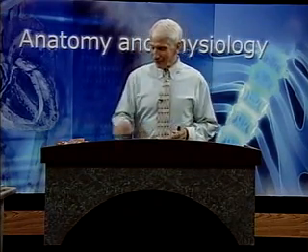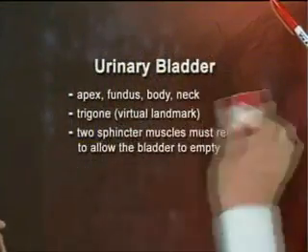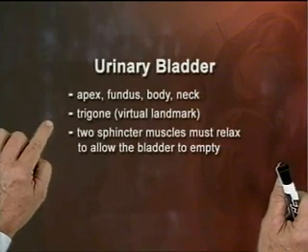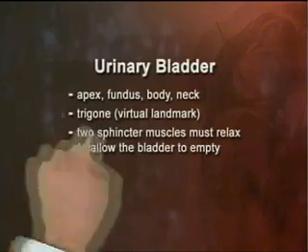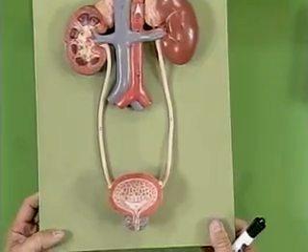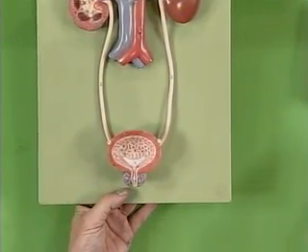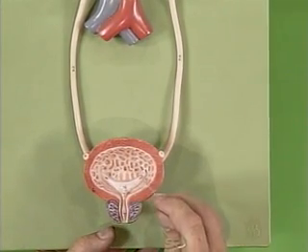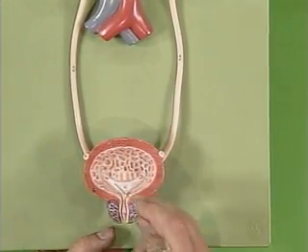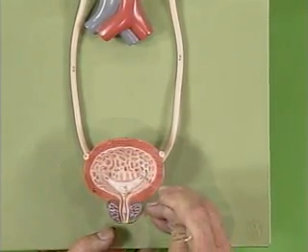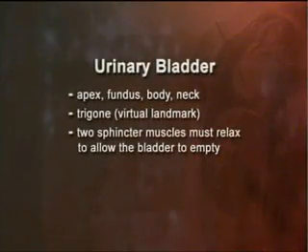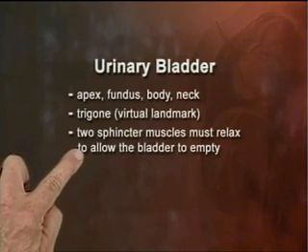All right, let's take a look at a graphic that summarizes those things. Apex, fundus, body, and neck, those parts aren't important for us, I don't think. The trigone, I didn't mention that, but let's go to this model and I can show it to you very quickly. The trigone is simply a landmark on the mucosal surface of the bladder. It's a virtual landmark connecting the opening of this ureter, the opening of this ureter, and the opening down here of the urethra. So that makes a triangular shaped landmark that's called the trigone of the urinary bladder. Simply a connection between the two ureteral openings and the urethral opening. And then I've already mentioned that we've got two different sphincter muscles that must relax to allow the urinary bladder to empty.